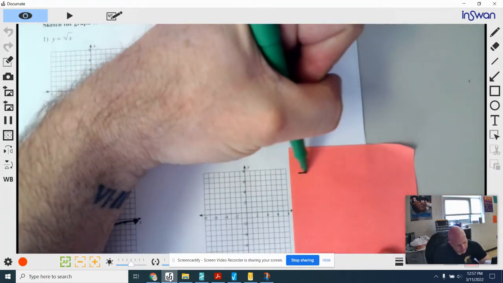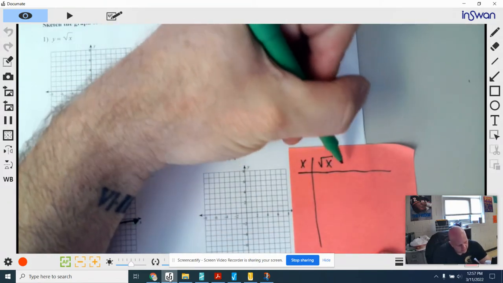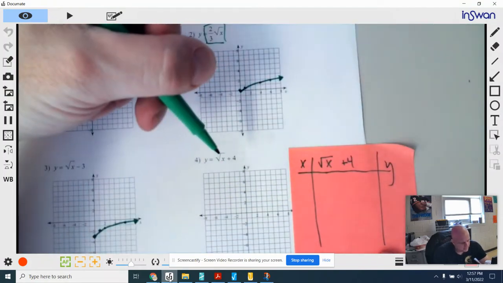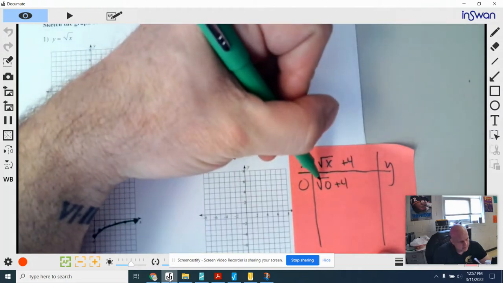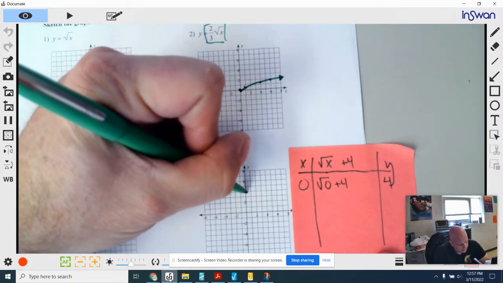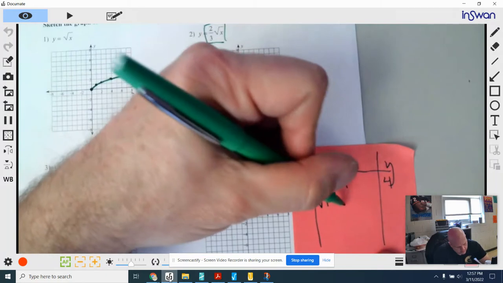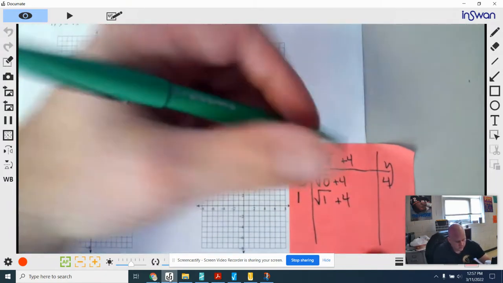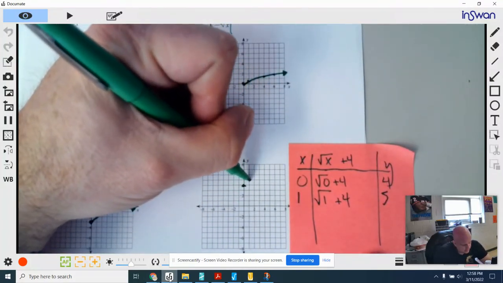Okay, so make your xy chart here. Square root of x, square root of x plus 4, and then we get our y. All right, plug in a 0. Square root of 0 plus 4, well, that's 0 plus 4 gives me 4. So at 0, I'm all the way up at 4. Let's try a 1. Square root of 1 plus 4. So square root of 1 is 1 plus 4 gives you 5. So at 1, you're all the way up to 5.